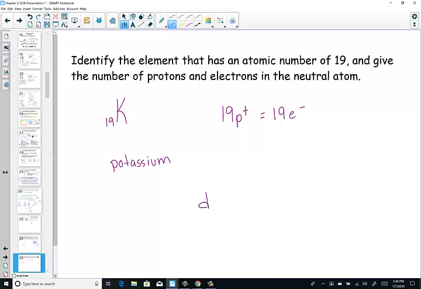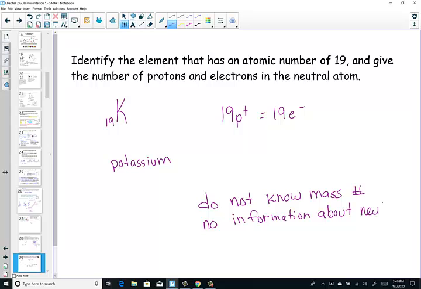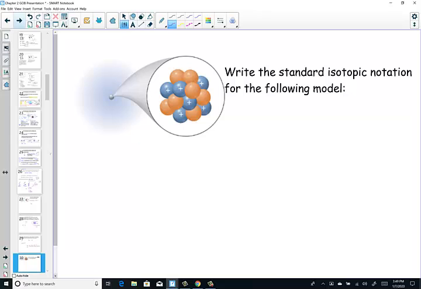We do not know the mass number, and I'll clarify because it gave us no information about neutrons. And we'll introduce that a little bit when we talk more about isotopes. So that's all the information this particular problem could pull out just by knowing the atomic number. Without knowing mass number, we have no information about the neutrons, so we're going to leave that off. Try one on your own. Pause me. Tell me what elemental symbol we have in standard isotopic notation.